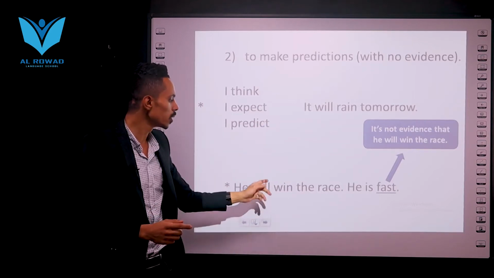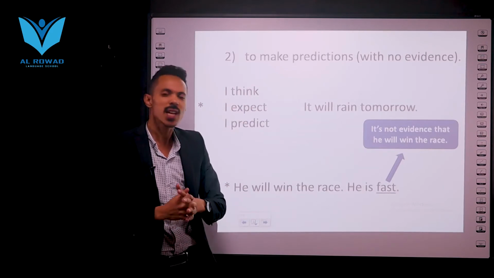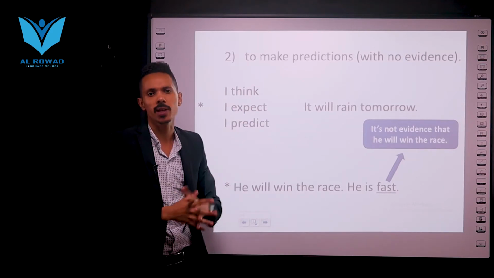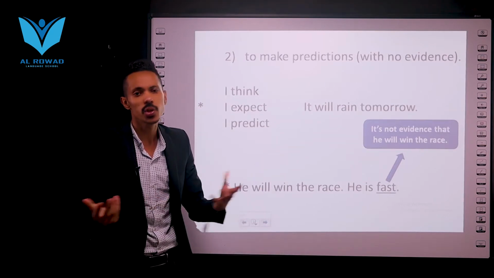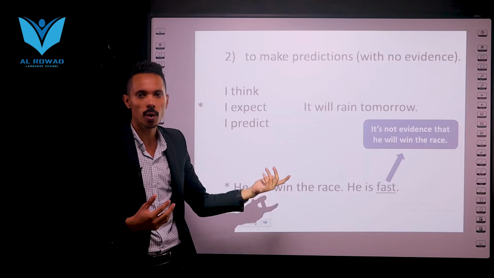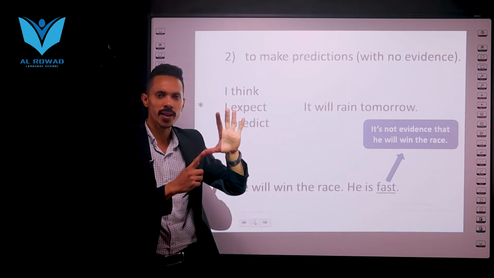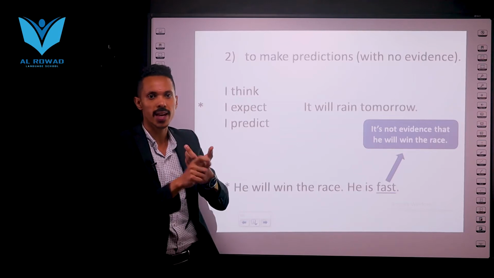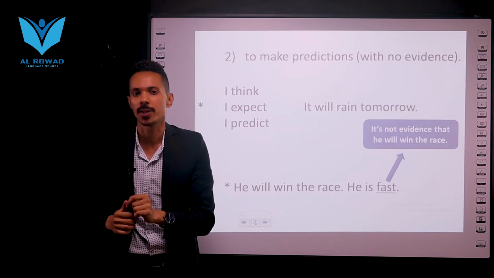So you are not sure here. So you use will plus infinitive to make predictions, to say that something will happen, somebody will do something in the future, but you are not sure. So use will. This is the first way to talk about future facts and predictions; with no evidence means you are not sure about your prediction.